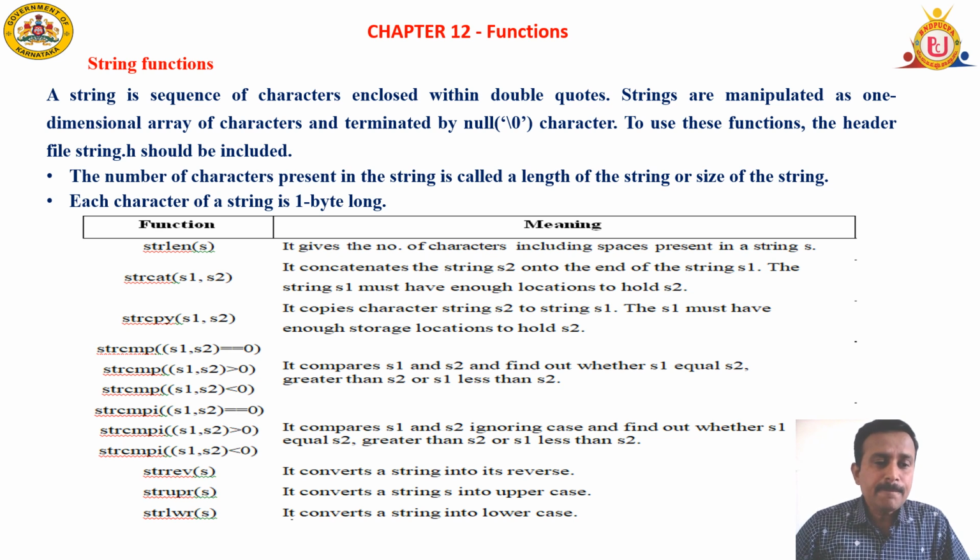So, in this example, it is going to compare S1 with S2. If S1 and S2 are exactly equal, then it returns 0. If S1 is greater than S2, greater than 0 is the resultant value. If S1 is lesser and S2 is greater, it returns less than 0 as the resultant value. So, strcmp compares the two strings by considering the case difference. strcmpi compares the two strings by ignoring the case difference.